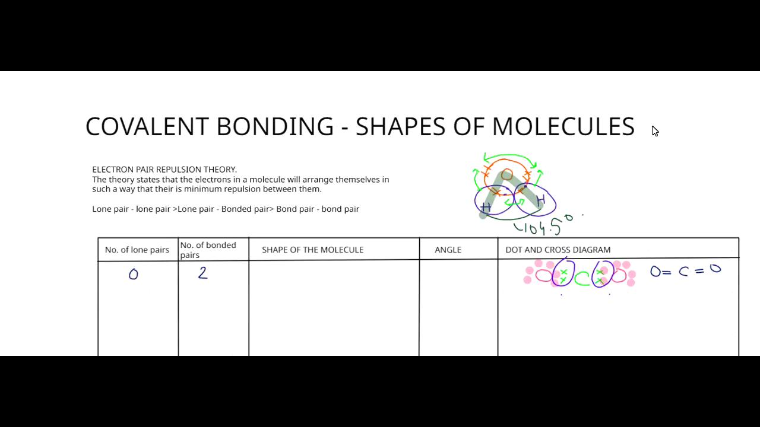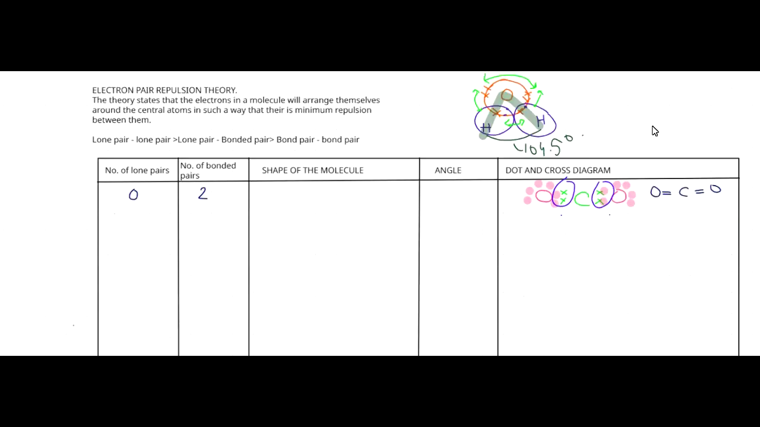Okay, so when we are looking at the number of lone pairs and number of bonded pairs, I am always talking about the central atom. I am not talking about the atoms on the side. So this theory specifically applies to the atom at the center of the molecule. In this case, that's carbon, so carbon is our central atom. It has no lone pairs, but it has two bonded pairs of electrons. So whenever you have no lone pairs and two bonded pairs of electrons, the shape is considered linear.